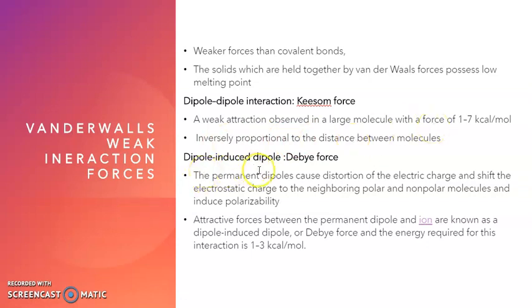Then dipole-induced dipole forces, also named as Debye forces. Permanent dipoles cause distortion of electric charge and shift the electrostatic charge to neighboring polar and non-polar molecules and thus temporarily induce polarizability. These are attractive forces between the permanent dipole and ion. They are known as dipole-induced dipole or ion-induced dipole. And the energy required for this interaction is 1 to 3 kilocalories per mole.